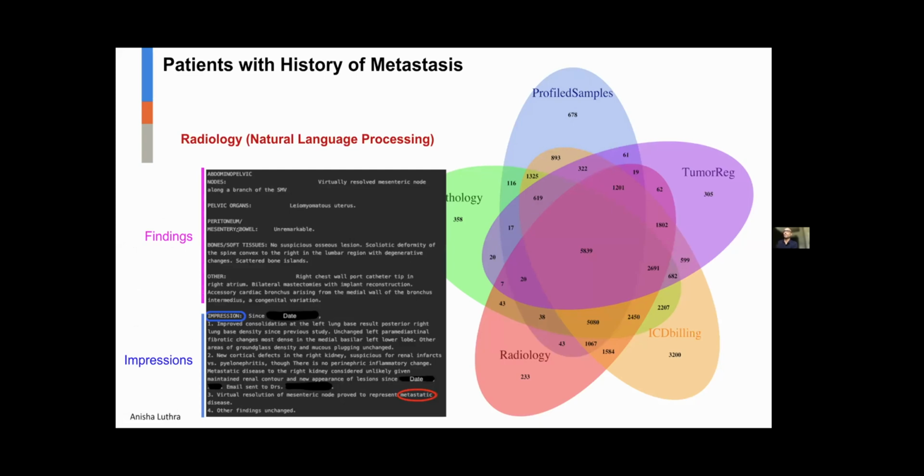And then radiology. This is all free text. You can gather information about specific sites of metastasis through the findings section, and then it really just gets summarized in the impression section. And you can find if there's indication of metastasis within the impression. And I want to just note that Anisha Luthra has been integral for this work.